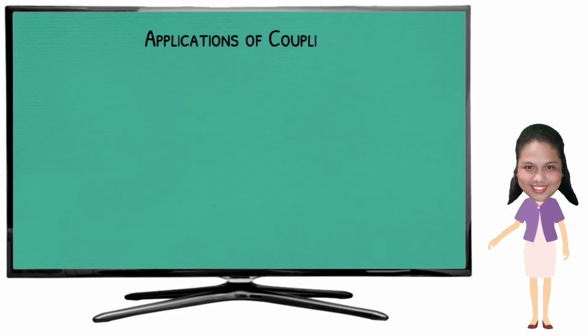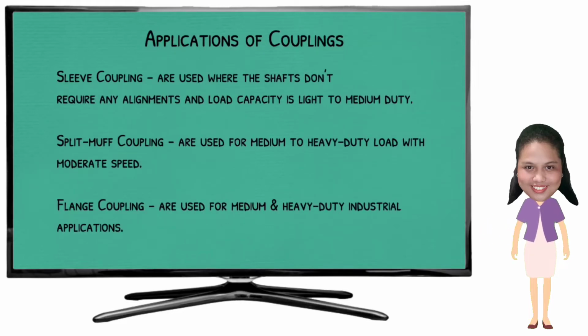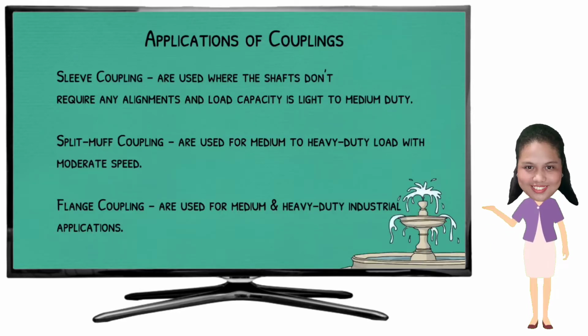Applications of couplings. First, sleeve couplings are used where the shafts don't require any alignment and load capacity is light to medium duty. Next, split muff couplings are used for medium to heavy duty load with moderate speed. Last, flange couplings are used for medium and heavy duty industrial applications.